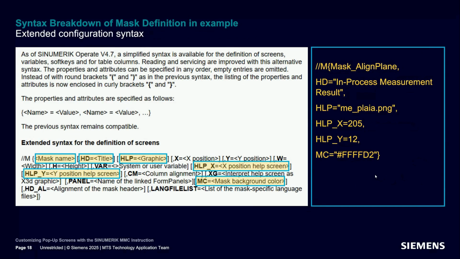So if we remember from the, I think, third or fourth slide, I talked about the compatibility with the extended configuration syntax, and that is as of CNC and Operate software 4.7. Here you can see in our mask definition that we have identifiers for each argument. And so instead of relying on the order that the arguments appear in our mask, instead they're going to be called out and identified by these. And you don't have to use every single argument. You can just pick the ones that you want. In the example, I've only used the ones that you see highlighted here.